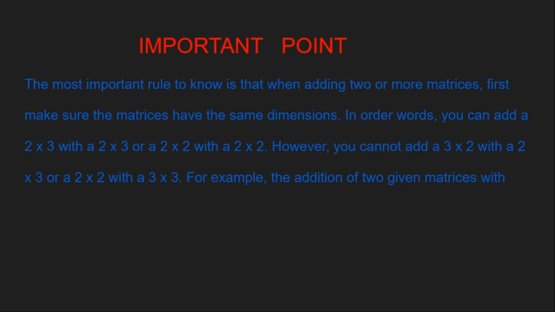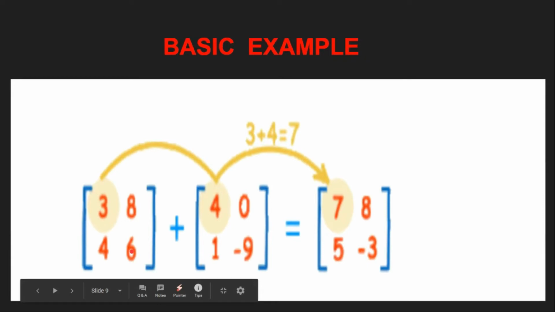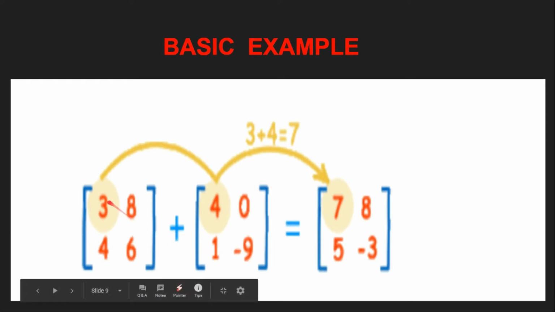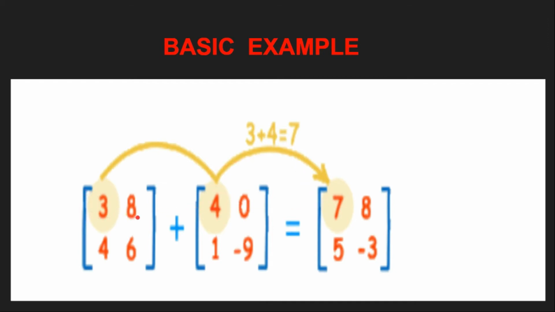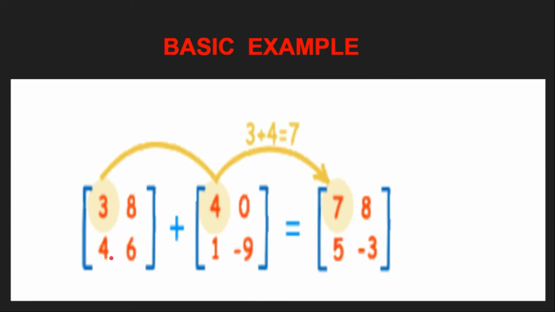For example, the addition of two given matrices with dimension 2 cross 2. Let's start, guys. A basic example is here. Suppose here we have a 2 cross 2 matrix, this one is a 2 cross 2 matrix, and this one is a 2 cross 2 matrix. So our condition is satisfied, so now we can add them. Just add the corresponding elements of 3 and 4, and you are getting 7. Similarly, add 8 and 0, you are getting 8. Similarly, add 4 and 1, getting 5. So this was all about the basic example of addition of matrices.